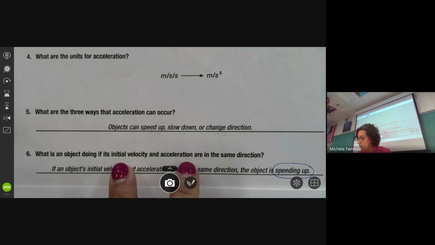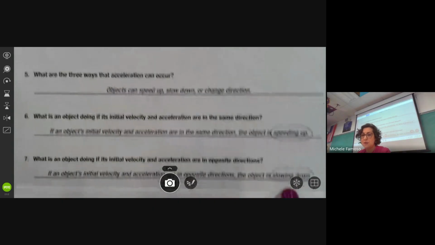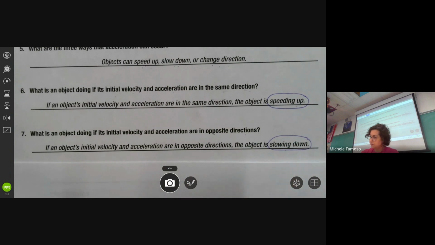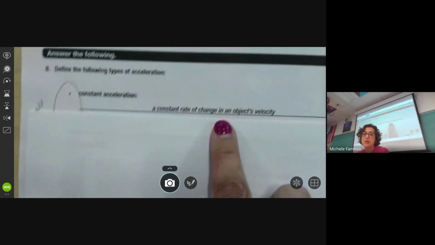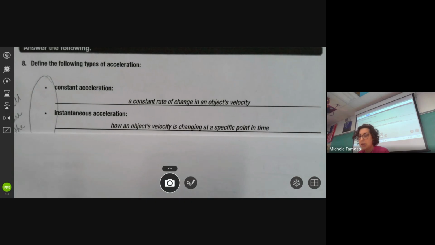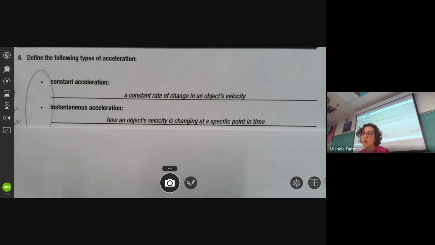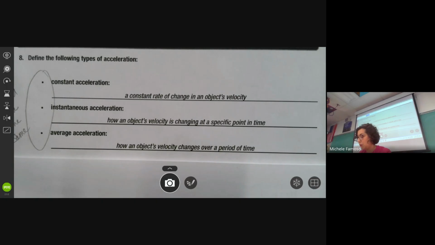If your initial velocity and your acceleration are in the same direction, you are speeding up. If they are in opposite directions, you are slowing down. A constant acceleration refers to a constant rate of change in your velocity. An instantaneous acceleration refers to how quickly your velocity is changing at one specific moment in time. And an average acceleration is how your velocity changes over a period of time.